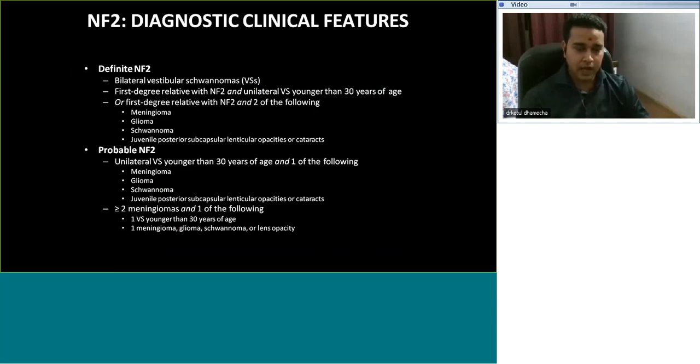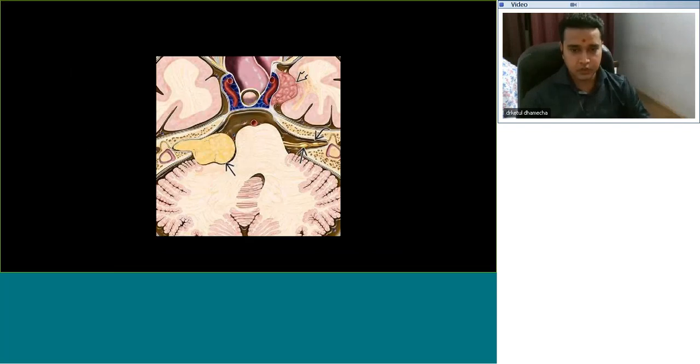Probable NF2: unilateral vestibular schwannoma younger than 30 with the following, like meningioma, glioma, schwannoma, and the same thing. If greater than 2 meningiomas, plus one of the following: one vestibular nerve schwannoma younger than 30, one meningioma, glioma, schwannoma, or lens opacity. So here we can see the classical ice cream cone appearance tumor in the right CP angle.